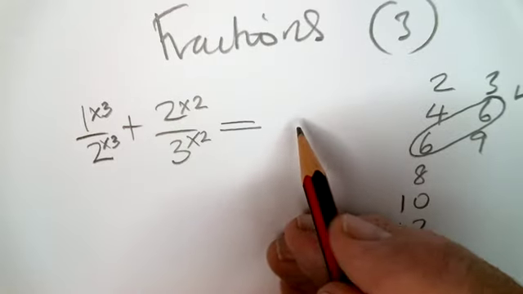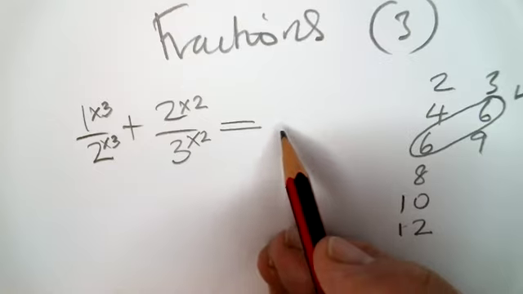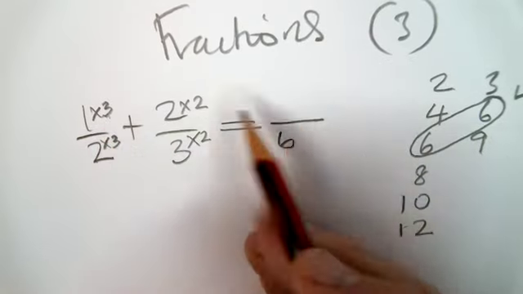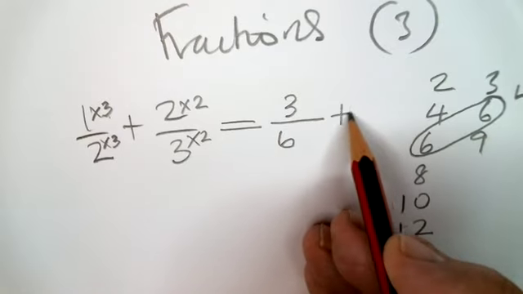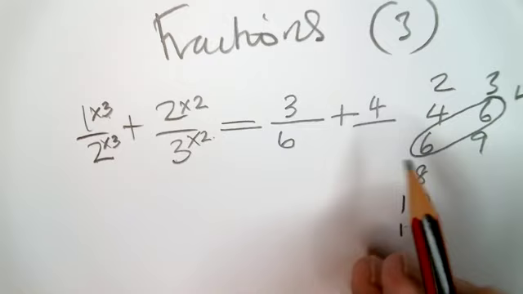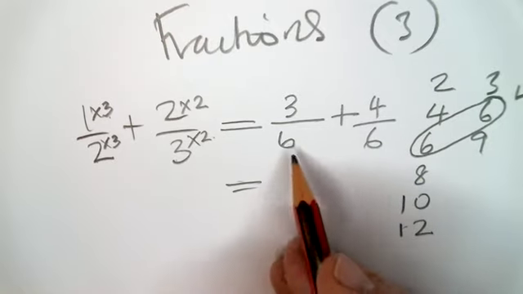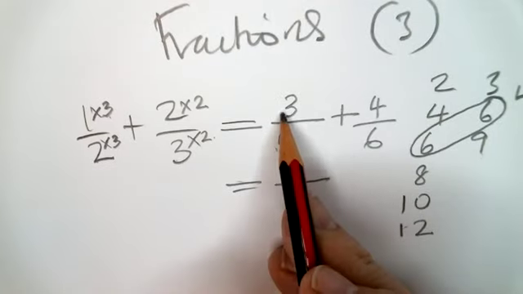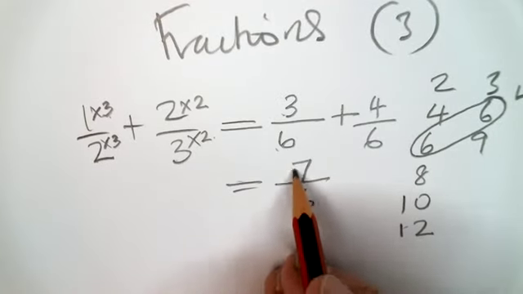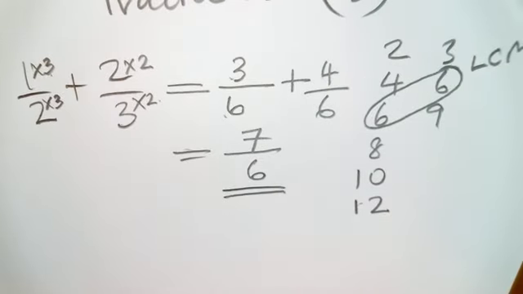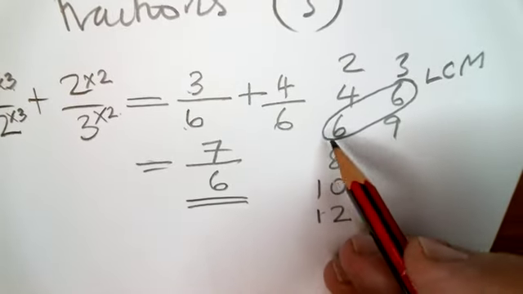So where do we end up? Well, this here on the left becomes 1 times 3 is 3, over 2 times 3 is 6, plus 2 times 2 is 4, over 3 times 2 is 6. Notice the denominators now are the same. So everything is over 6, and I can go 3 plus 4 is 7. 7/6 is my answer.